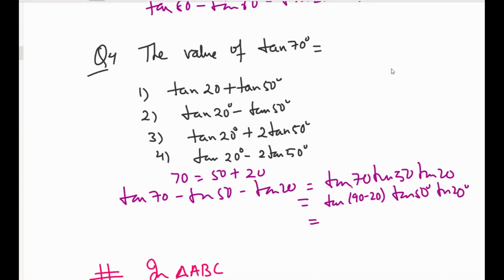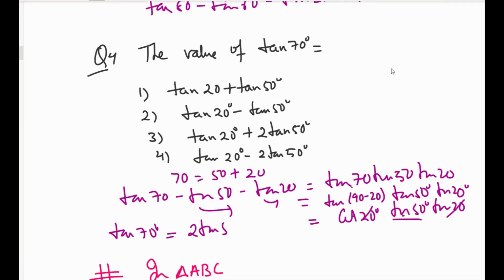And tan of 90 minus 20 is cot 20. So these two cancel out with each other, and when I take these two terms to the RHS, tan 50 is already there. When I take this to the right-hand side, I get 2 tan 50, and when I take this to the right-hand side, I get tan 20. So my answer is tan 20 plus 2 tan 50.